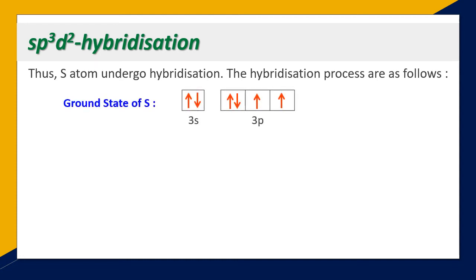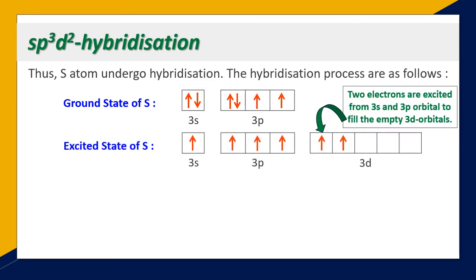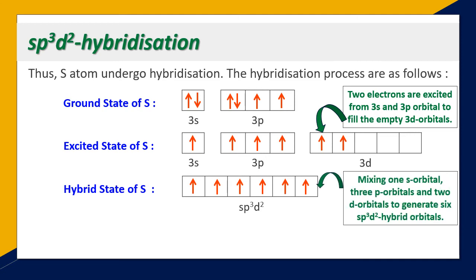At ground state, the sulfur atom has 6 valence electrons. In order to produce 6 unpaired electrons, 2 electrons are excited from the 3s and 3p orbitals to fill the empty 3d orbitals. Mixing 1 s orbital, 3 p orbitals, and 2 d orbitals will generate 6 sp³d² hybrid orbitals. Therefore, the type of hybridization of sulfur in this molecule is sp³d² hybridization.